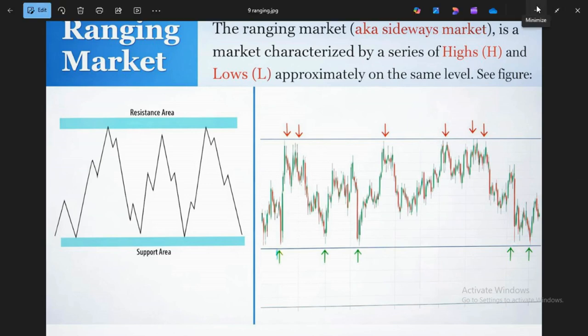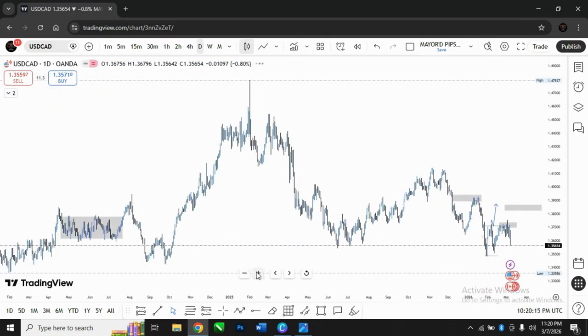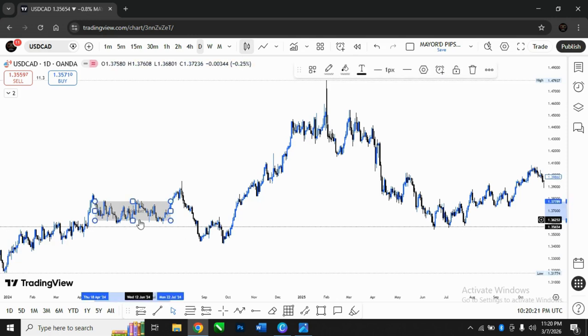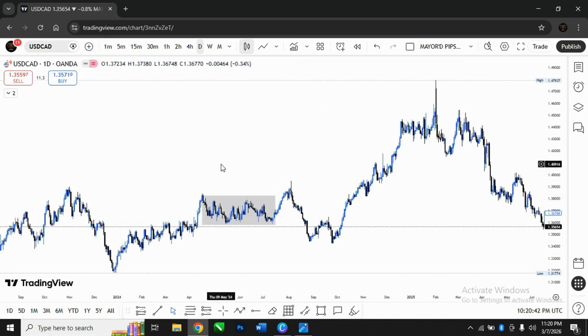So if I should take us to the chart again, all right, I have an area of ranging market right here. This is an area of ranging market right here. So in this kind of scenario, you are not advised to trade. You wait for a better break of structure, either to the upside or to the downside, for you to be able to consider buying or selling.